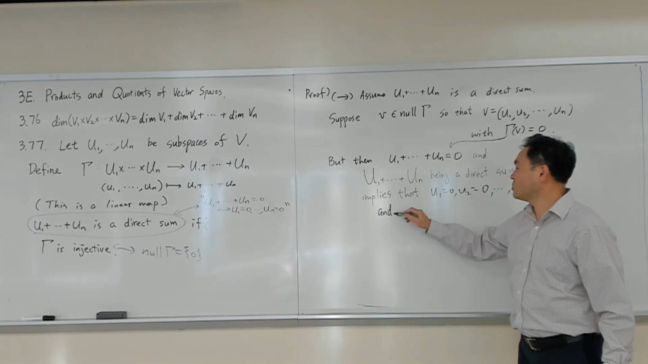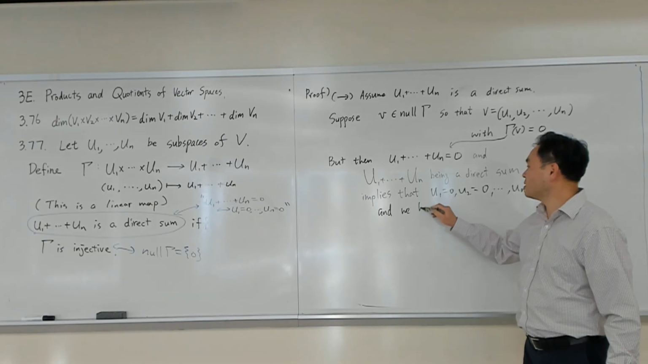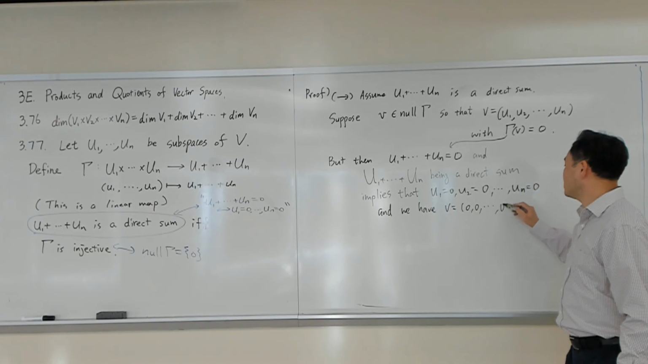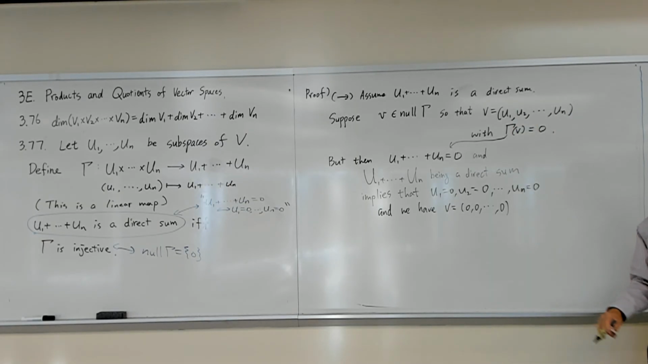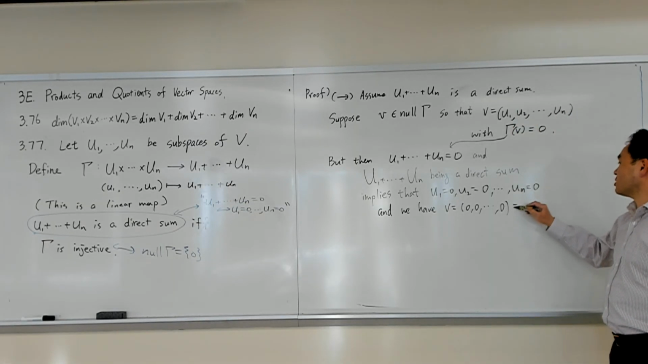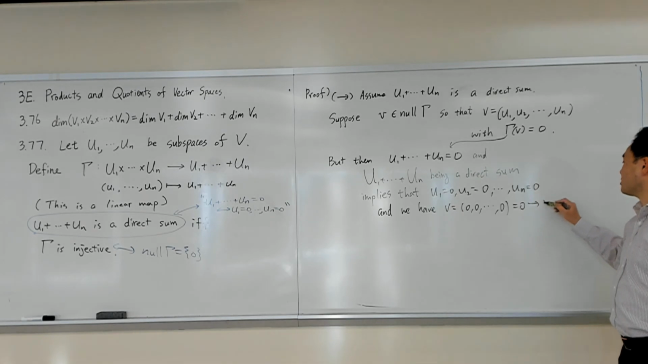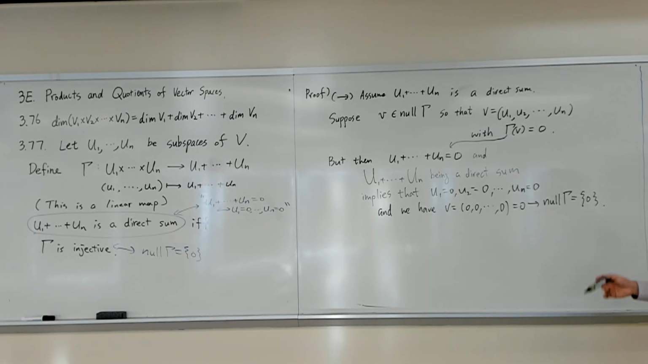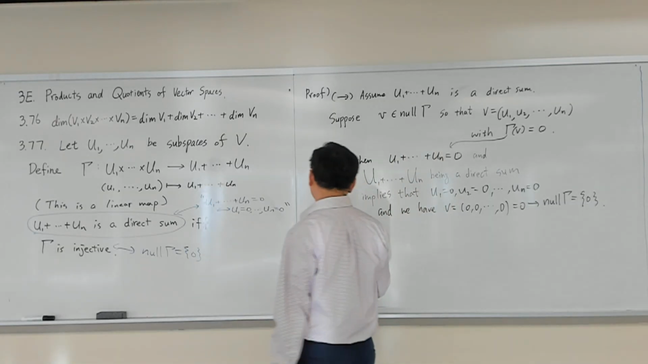And we have V equals (0, 0, 0). Since we have everything 0, that's what we get, which is 0, so the null space of gamma is just this. That proves this direction. Okay, what about this direction?